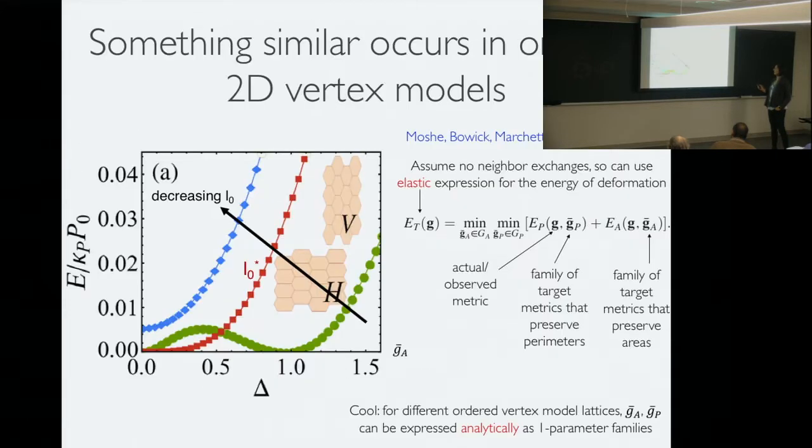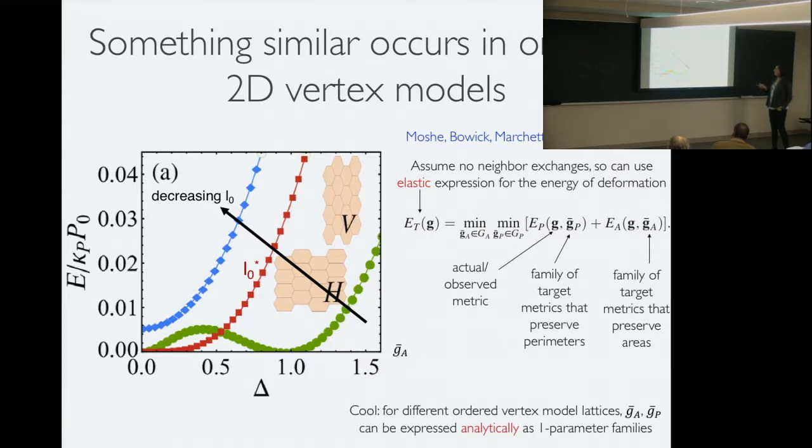I also wanted to highlight briefly that there's some really nice work by Mikhail Moshe, Mark Boeck, and Christina Marchetti, who's here, showing that something similar occurs in ordered 2D vertex models. This was just published earlier this year too.